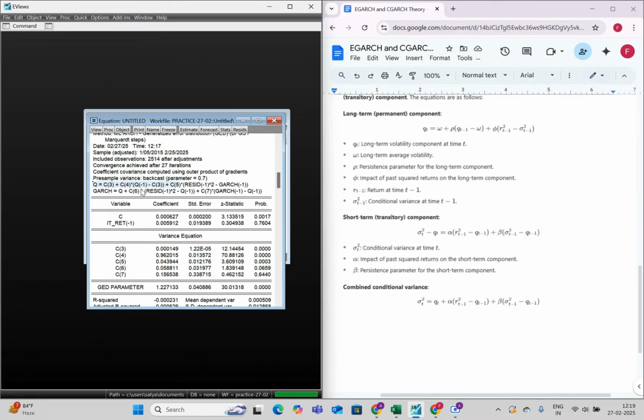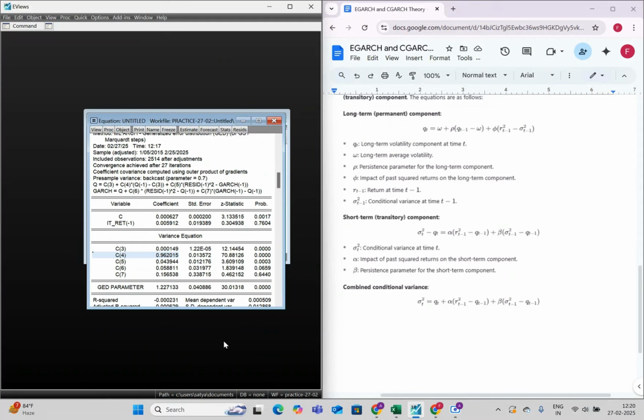Here, Q equals C3, which is the long-term average volatility, the constant term, plus C4 into Q minus 1 minus C3. Here it is W plus rho into Q(t-1) minus W. So C3 here is W, Q(t-1) is Q minus 1, and the rho component is given by C4. C4 is 0.962.